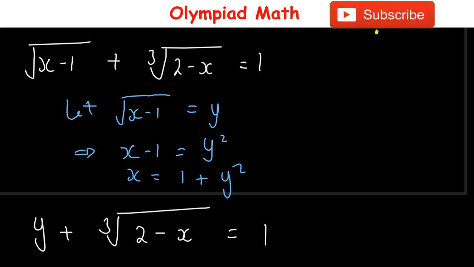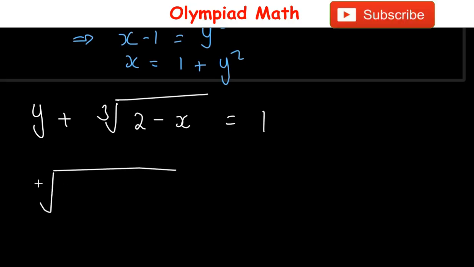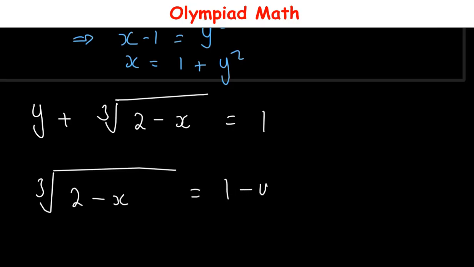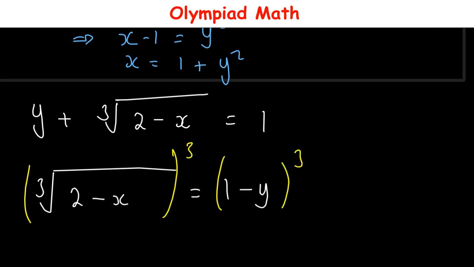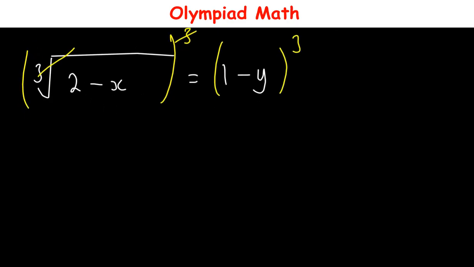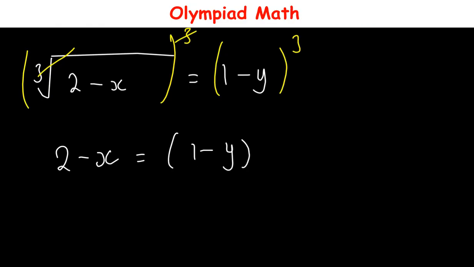and this equals 1. Also, if we move y over to the right hand side, we have the cube root of 2 minus x equals 1 minus y. Next, we're going to cube this equation, so all raised to power 3, then all raised to power 3. We cancel the cube root, so we are left with 2 minus x, and this equals in brackets 1 minus y, all raised to power 3.